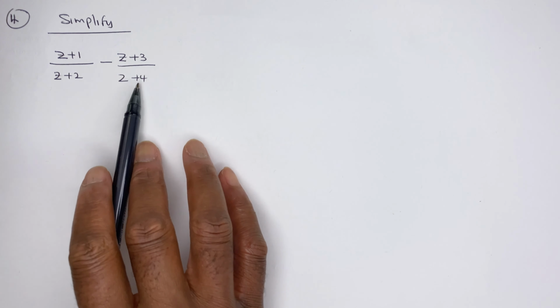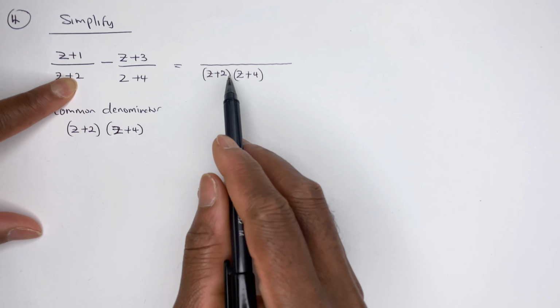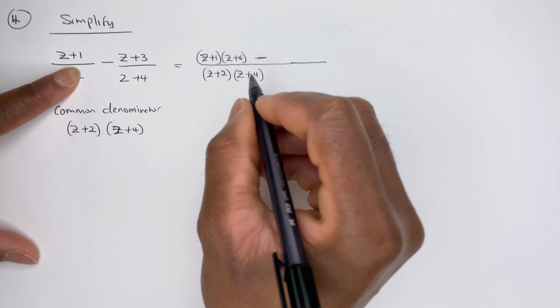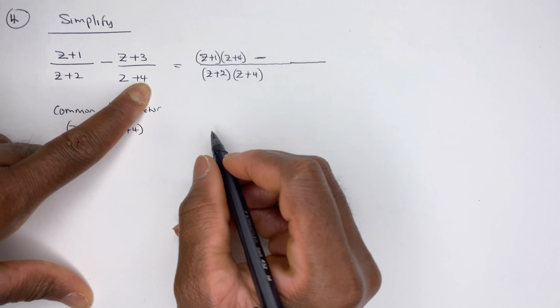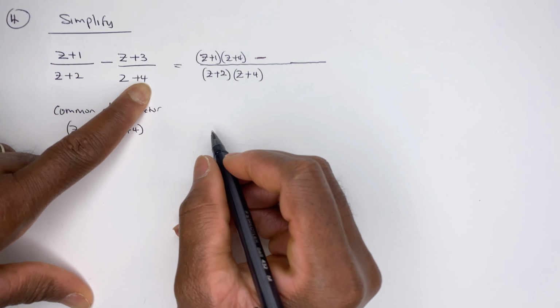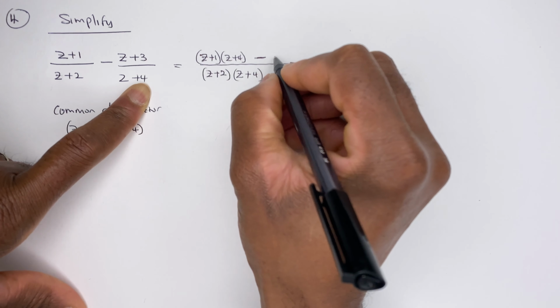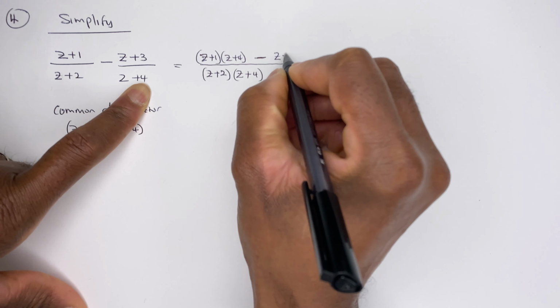Now I'm going from z plus 2 to z plus 2, z plus 4. Since I'm multiplying the bottom by z plus 4, I have to multiply the top by z plus 4. So I'm going to have z plus 1 times z plus 4. And there's a minus sign there. I'm going from z plus 4 to z plus 2 times z plus 4, so I'm multiplying the bottom by z plus 2, so I have to multiply the top by z plus 2. So I've got z plus 3 times z plus 2.